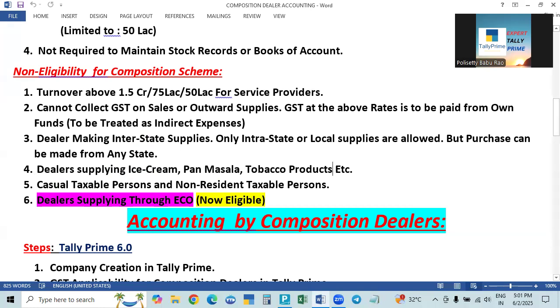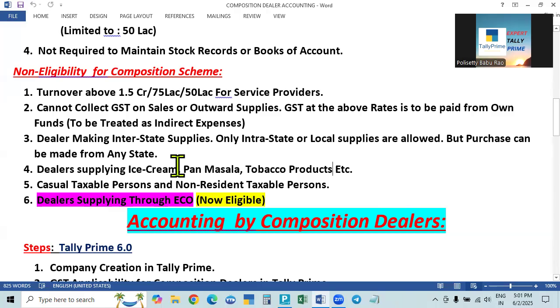The same applies to non-resident taxable persons. They are persons from foreign countries who don't have any place of business in India. They simply come to India, set up a business temporarily for some time, and after that they close down the business and go back. These people cannot become composition dealers, but they have to register under the regular scheme.